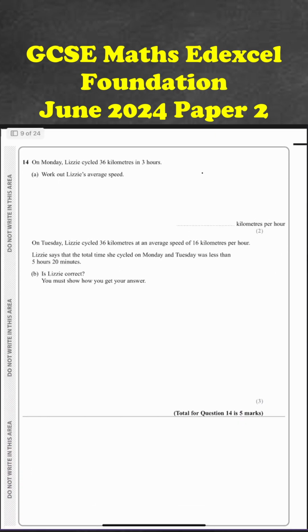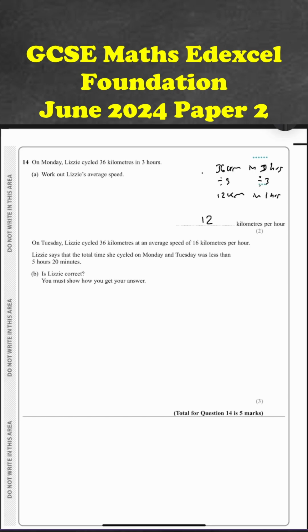Question 14. On Monday, Lizzie cycled 36 kilometres in 3 hours. Part A, work out Lizzie's average speed. If she did 36 kilometres in 3 hours, if we divide both sides by 3, we work out her speed per hour. So 12 kilometres per hour, 36 divided by 3.